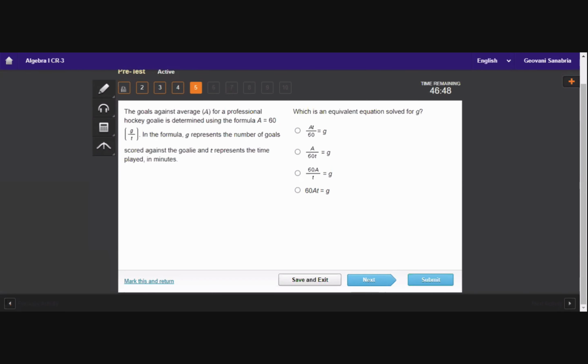So if I were to write it out, it'd be A equals 60, parentheses, G over T. But this time the 60 is in the middle of the little fraction. So you can do 60 and then there's a fraction G over T. Another way of writing it, it's the same thing, is if you do 60G, all of that divided by T. Those mean the same thing.